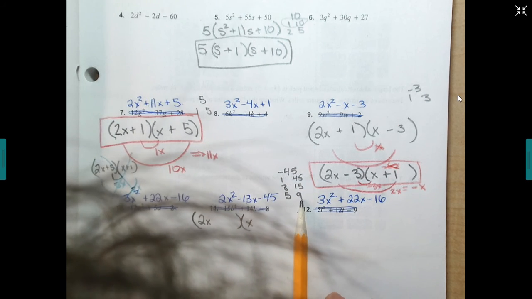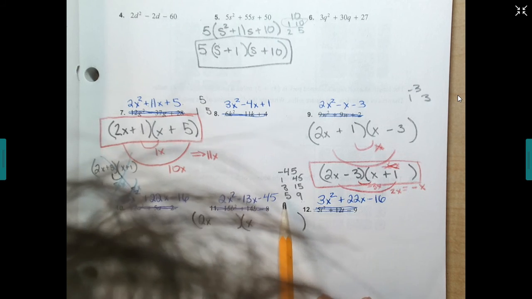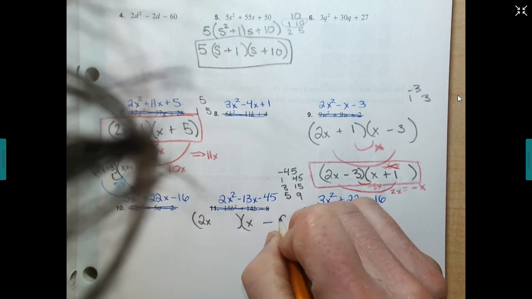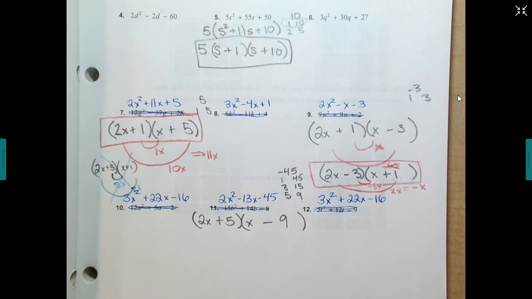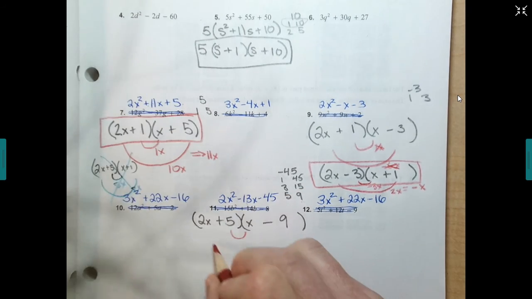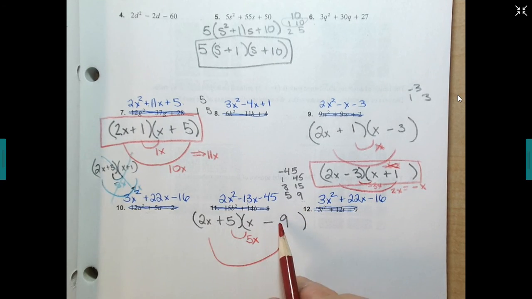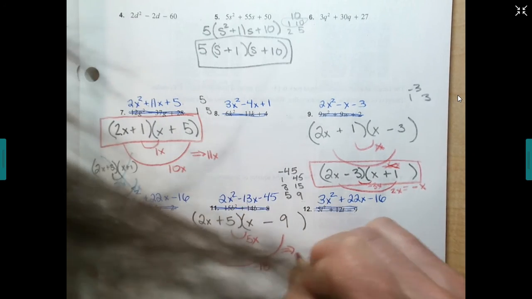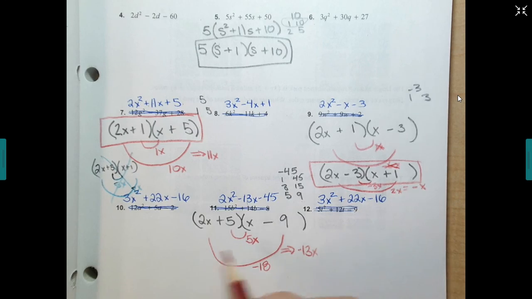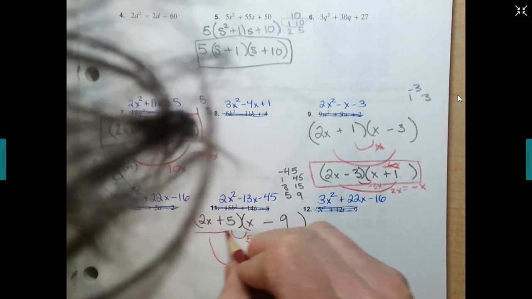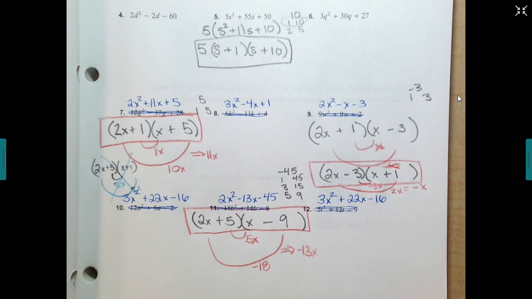Ooh, 2 times 9 is 18 minus 5. So let's try negative 9, positive 5. Again, I am just trying. I'm not sure if this is going to work. Negative 18, positive 5. This is a negative 13x. So that is it. And again, that was kind of guess and check. I just sat here looking at the numbers and got fortunate that the first one I checked was right. So there it is. 2x plus 5 times x minus 9.